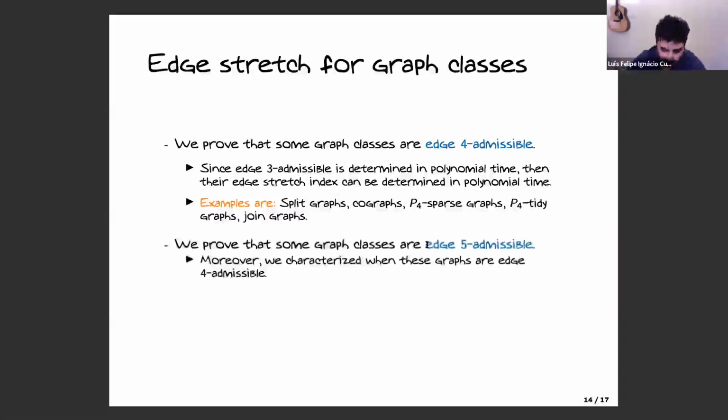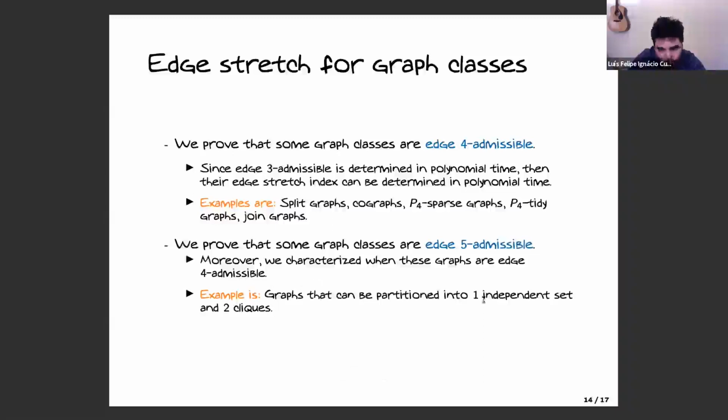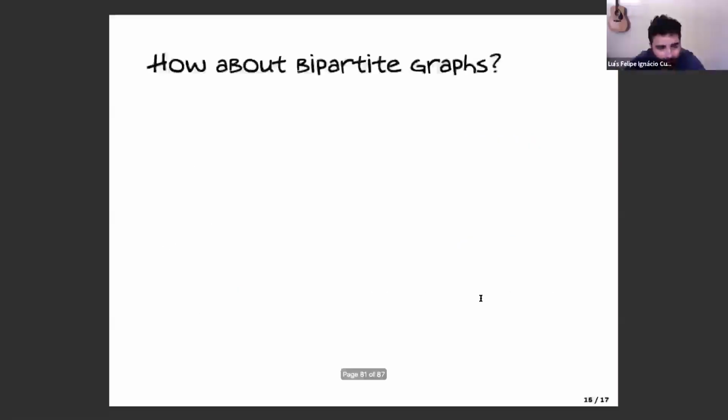Also, we have proved that for this graph class, which are the graphs that can be partitioned into one independent set and 2 cliques, these graphs are edge-free admissible, and we can characterize it also when the stretch index is equal to 4 and equal to 5. And then based on that, we are able to determine also in polynomial time the edge stretch index for these graphs here. Oops, I think my time is wrong.